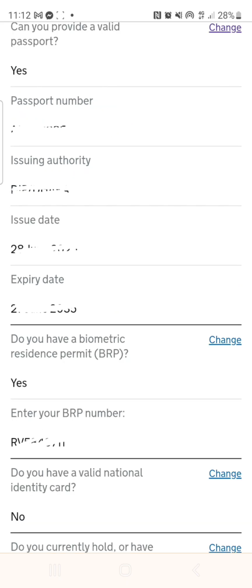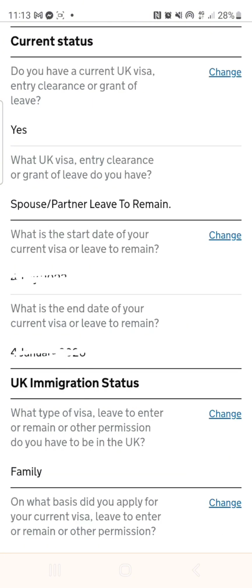So in my case I said no. Can you provide a valid passport? Yes. Passport number, issuing authority, again, passport details. Do you have biometric permission? Yes. And asking current status.